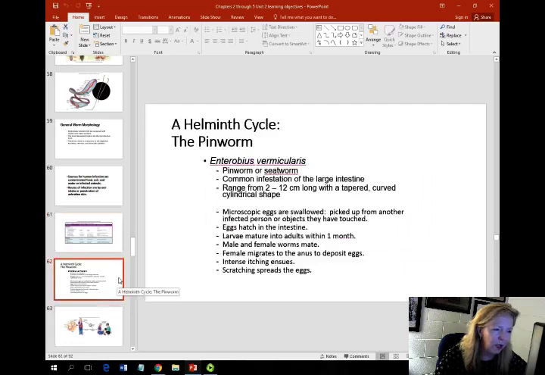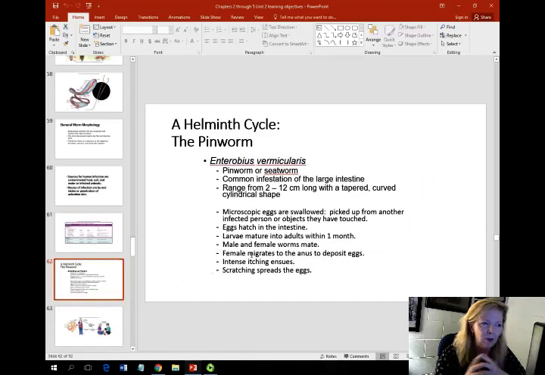A very common worm here is actually the pinworm. The Enterobius vermicularis is what we call pinworm. This is very, very common. It's very common because it's so easy to self-inoculate and auto-inoculate. It's not like a tapeworm that lives with you for a few years, and then you can get rid of it because the adult dies and you didn't get re-inoculated.